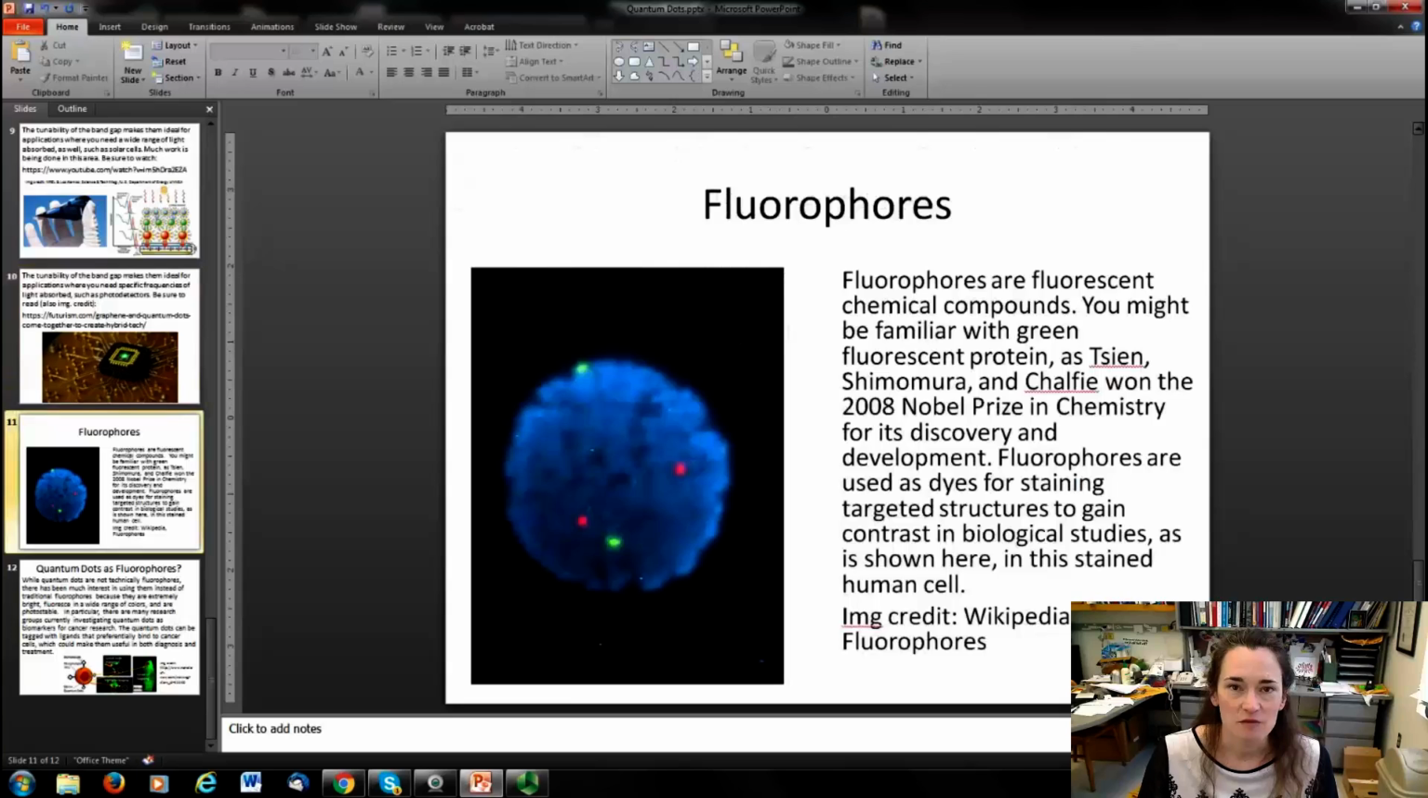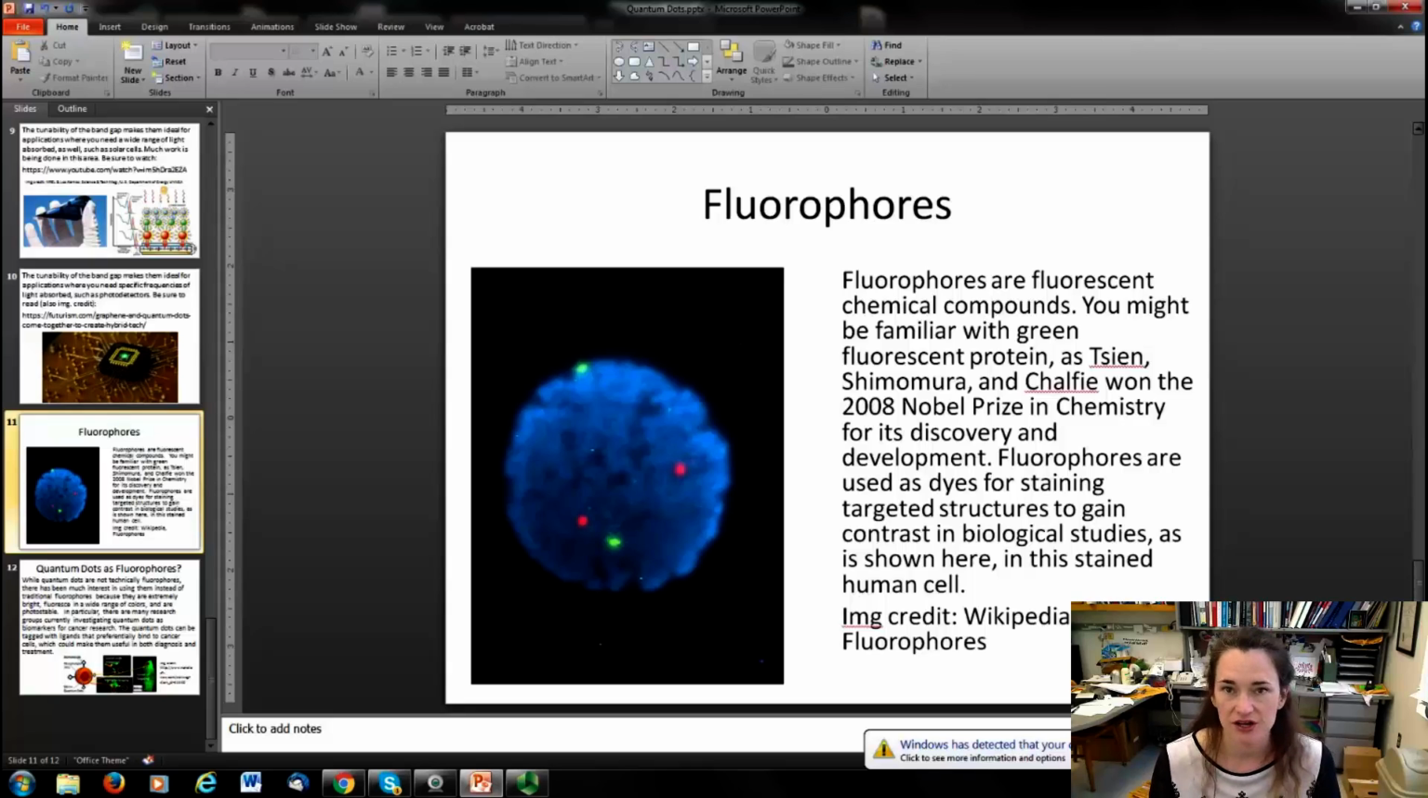And finally, one of the areas of excitement has been to use quantum dots and other nanoparticles for cancer research. To understand how that might happen, let me first explain fluorophores. Fluorophores are fluorescent chemical compounds. You might be really familiar with green fluorescent protein, because its discoverers won the Nobel Prize in 2008. Fluorophores are used as dyes for staining targeted structures to gain contrast in biological imaging.